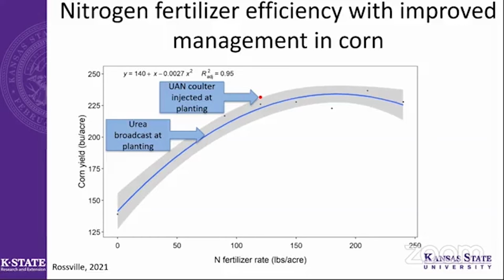This is one experiment, and we have multiple sites this year, and we are continuing with this. What you have here is nitrogen rates, and this is corn yields, and the line here is basically your typical response to nitrogen. This is urea broadcast at planting, just as a reference. And then the dot that you have here is UAN coulter injected at planting. Very clearly, you have higher yields here with the same rate of nitrogen when you are injecting that nitrogen. So with the same amount of nitrogen, you have higher yields. Obviously, your efficiency is better.